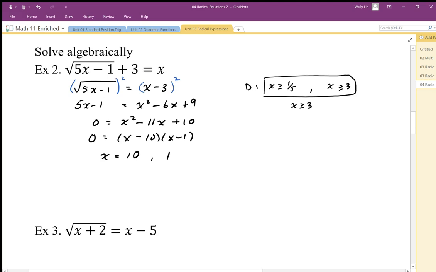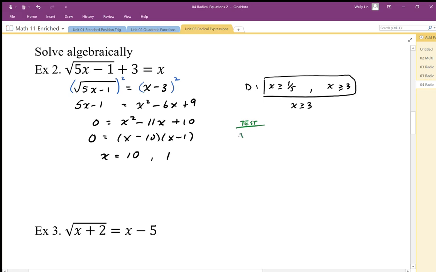Okay, now based on our domain restriction, it looks like we can get rid of this 1 as a possibility. Okay, but we're going to check. Okay, we're going to check our solution. So let's test our solution.